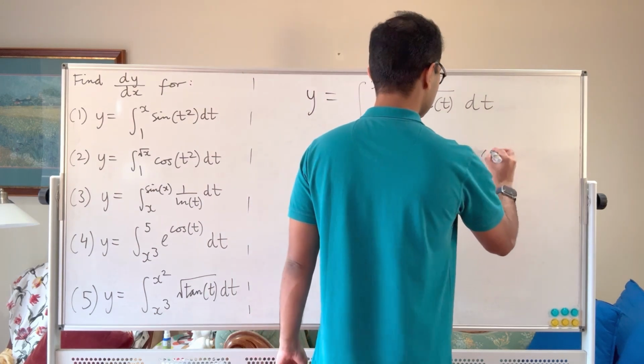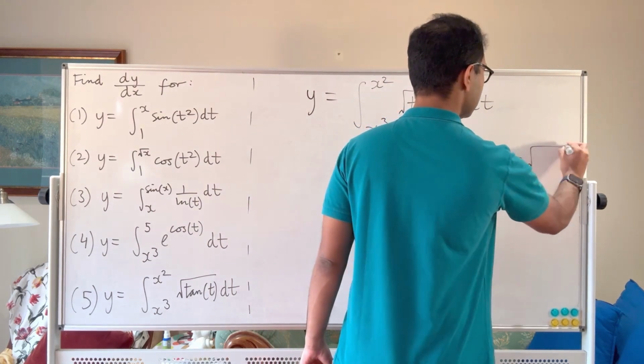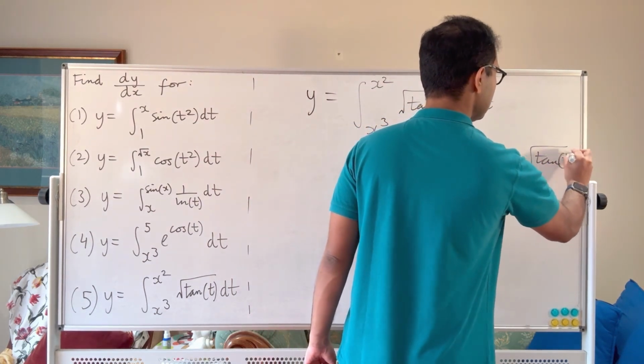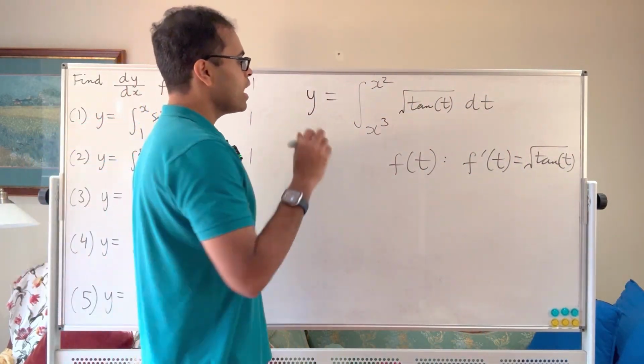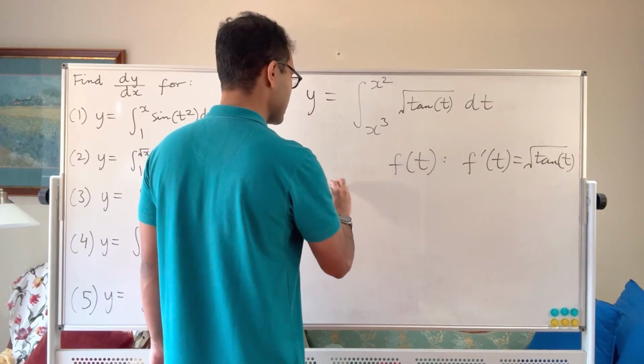So f of t, we're just going to choose the antiderivative. F prime of t is going to be the root of the tangent of t. We don't know anything about f except its derivative, and that's all we need to know. Now we can find out the integral. So I of x is the integral.